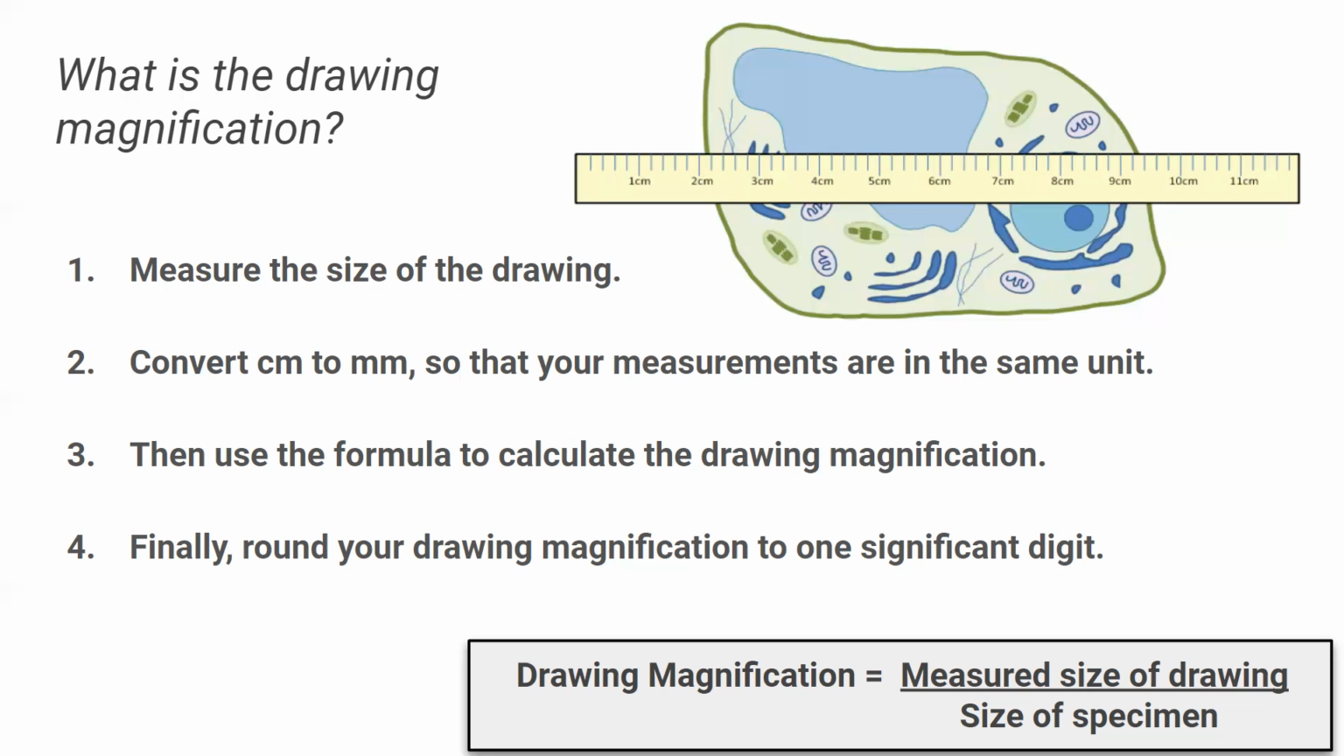76 millimeters. That's number 1, right? What's the drawing then? Drawing magnification is on there somewhere, isn't it? Okay, here's the equation. We don't know the drawing magnification. We know the measured size of the drawing was 76 millimeters. Okay, and then we do the size of the specimen, which was 0.11 millimeters. We're almost there.